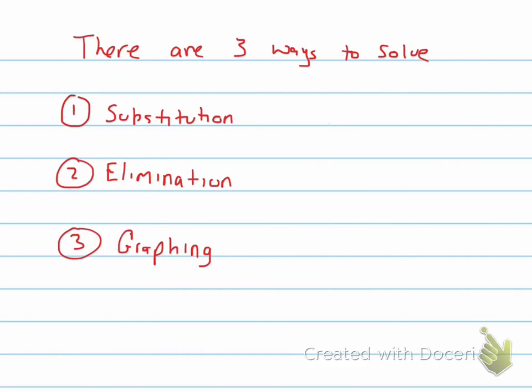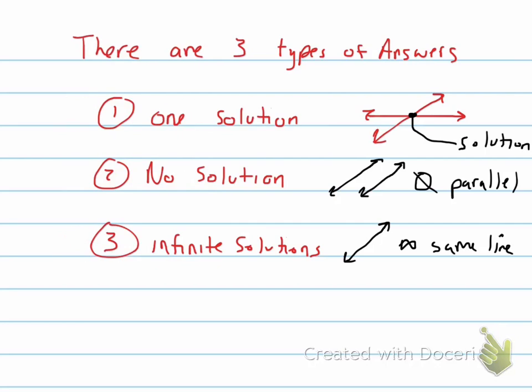There are three ways to solve it. Substitution, which we'll do today, elimination, and graphing. Those are the three ways. There are three types of answers. One solution, which I drew a picture of all of them. No solution, which is parallel lines, and infinite solutions. It's the same line. So if you're thinking about it graphically, or some of you guys are visual learners, that's what they look like.